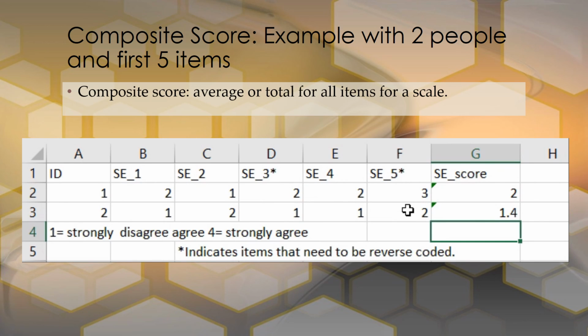So again, with websites you usually don't know which items are reverse coded, and so you have to manually go in and change those. And for the homework, I'll show you how to do it in a faster way when you have a lot of people and not just 2.